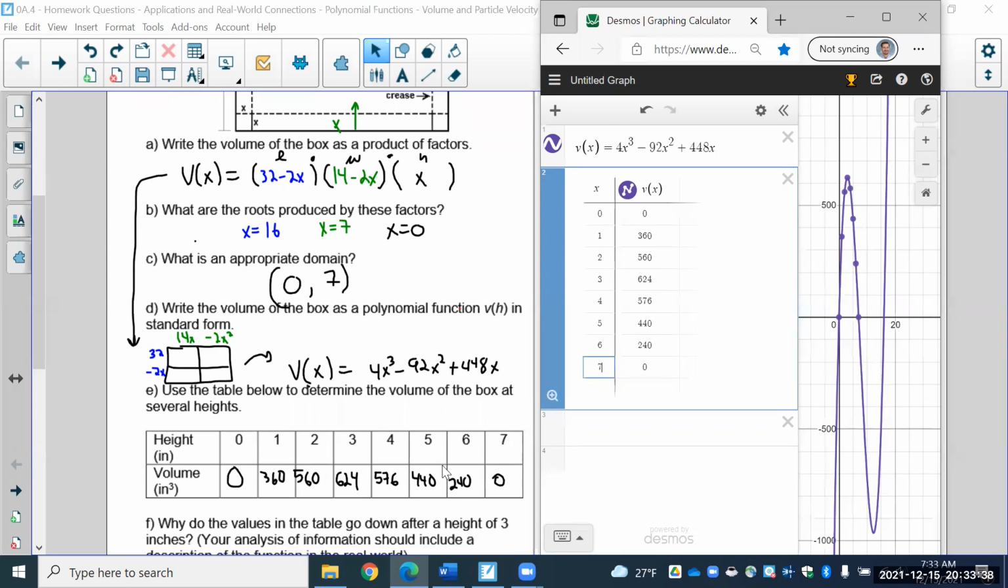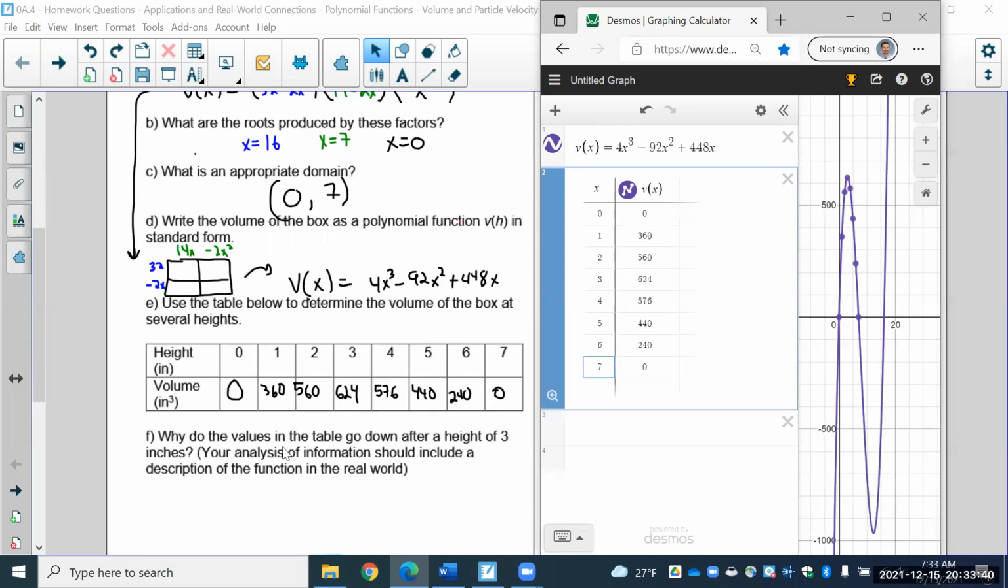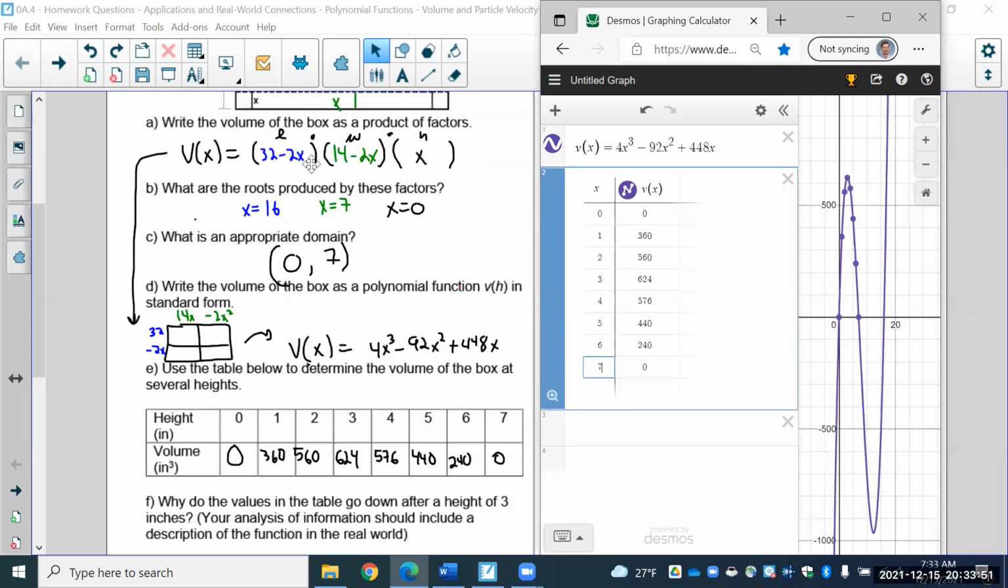It was very helpful. So the next thing is, why do the values in the table go down after the height of 3? One reason is the maximum is between 3 and 4. But your analysis should include a description of the function in the real world. Let me explain what I mean. You all know from geometry that volume is length times width times height, but it's really area, right? Because length times width, it's really area times height.